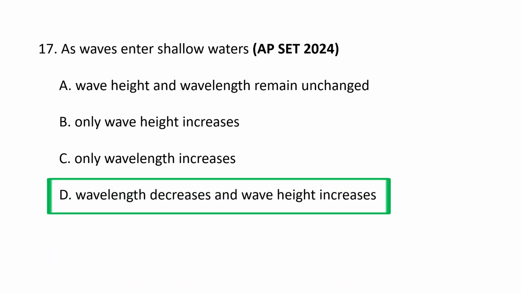As waves enter the shallow waters, wavelength decreases and wave height increases. As waves move from deeper to shallow water, their wavelength decreases while their height increases. This phenomenon is known as wave shoaling.